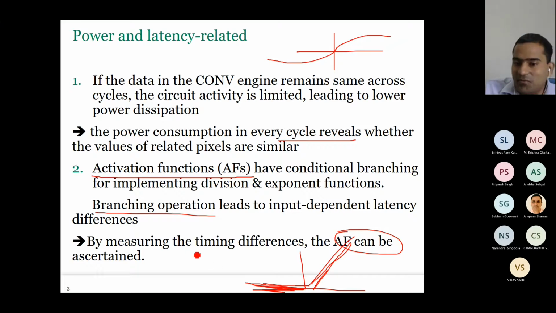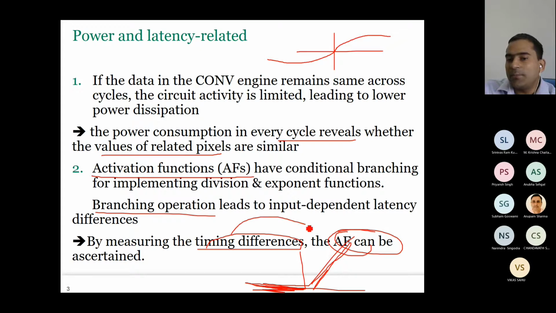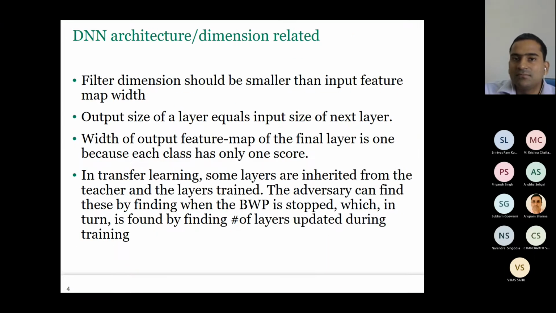See here, the correlation was between power and the values of the pixels. Here the correlation is between the timing and the activation function, because timing is dependent on the branching operation, and the branching operation is related to the activation function. So if one leads to two, and two leads to three, then one and three are also correlated. Again, you don't have to memorize all these correlations. Try to understand some of the basic ideas.